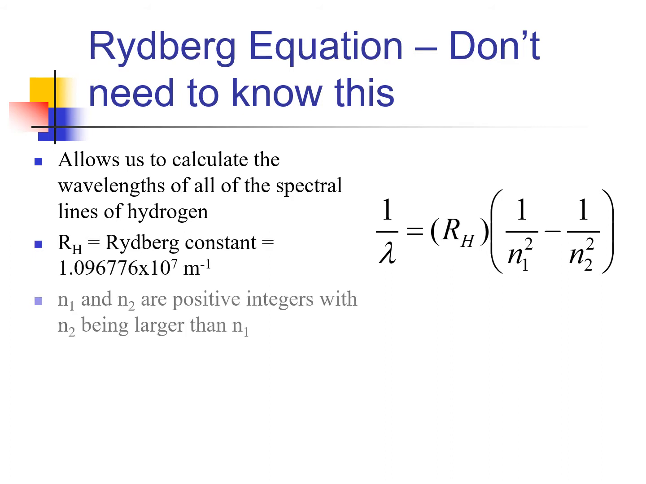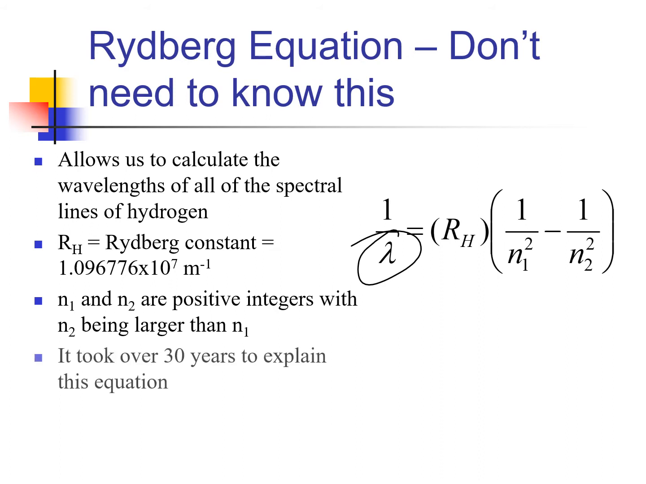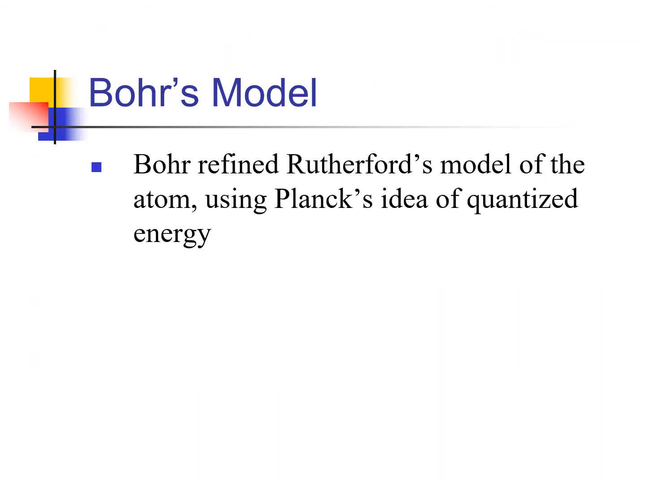You plug in any two positive integers, as long as n2 is bigger than n1, and solve for a wavelength, and that is a wavelength present in the hydrogen spectrum. What I love about this is that we knew this equation worked, but it took over 30 years to explain why. All we knew is it worked. But again, you do not need to know this equation, I'm just showing it to you.